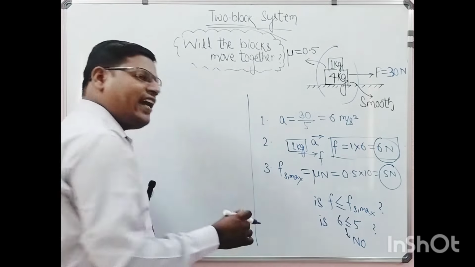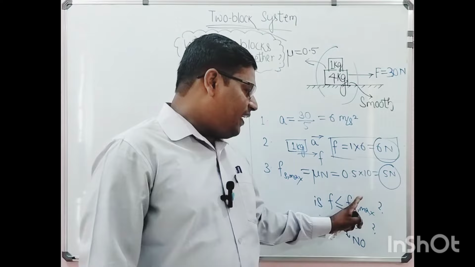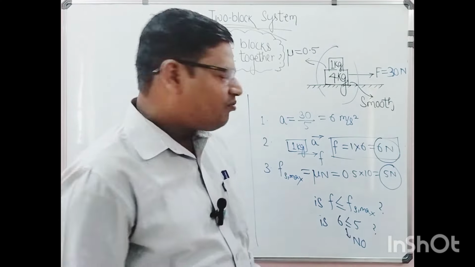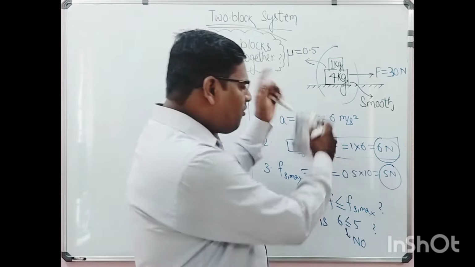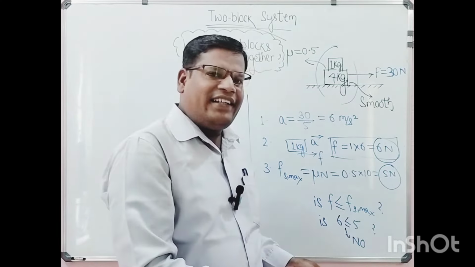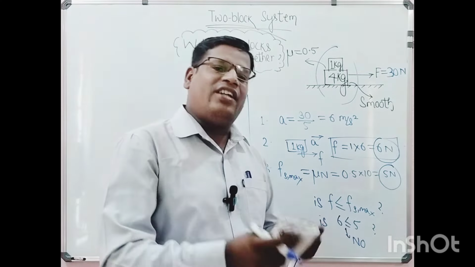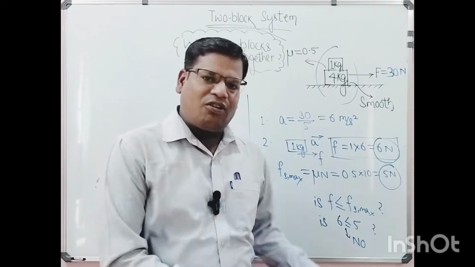I had informed you that after you perform the check, if F is less than Fs max, yes, then our solution is correct and you have to stop there. Is F less than Fs max? If the answer is no, that means they are not moving together, they are moving separately. So again, draw the free body diagram assuming they are moving separately with accelerations a1, a2 and with a kinetic friction acting between them, and then solve. That's what we are going to do now.